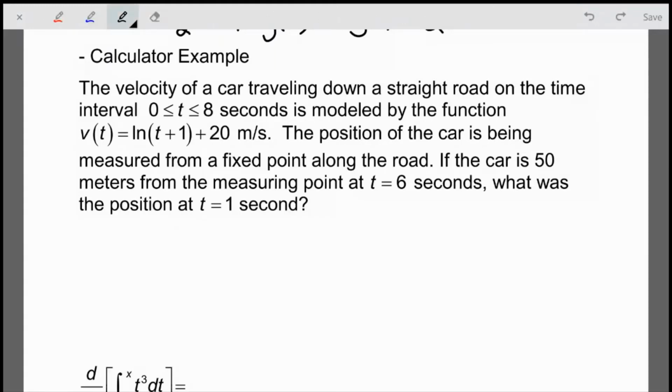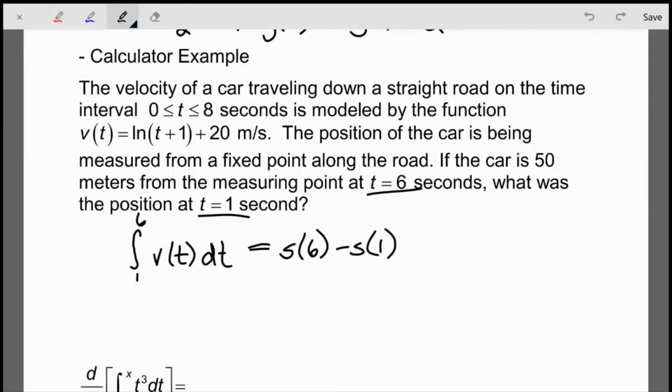Okay, so remember again, we're talking about position, we're talking about velocity. How can I relate these things together? Well, I know if I were to integrate my velocity function, which is already defined up above, so I'm not going to rewrite it, I'm looking at the position at time 6 and the position at time 1. If I integrate this from 1 to 6, I would have the position at time 6 minus the position at time 1, because integrating the velocity function gives me the displacement.